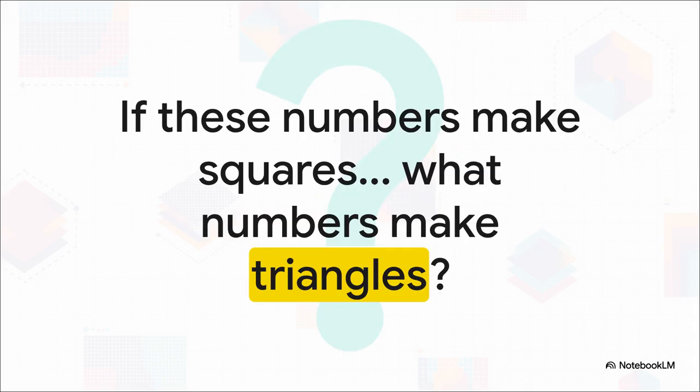So, we've seen how multiplying a number by itself lets us build a perfect square. And that just leaves me with one last little thought for you to chew on. If these are the numbers that make perfect squares, what kind of numbers do you think you'd need to make perfect triangles? Something to think about.